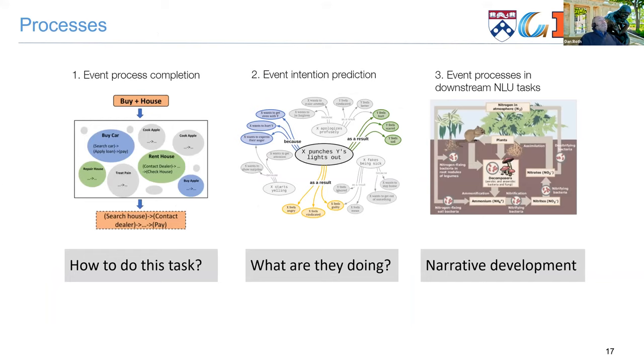Now, events are not happening in isolation, and we want to be able to study processes over basic events. When you study processes, there are multiple ways to think about it. You can think top-down: I have a goal, I want to buy a house, what are the steps that I'm required to take in order to do this? Or you can think about it bottom up, where you observe multiple events and you want to abstract them and understand what is happening here, what are they doing? And of course, we want to think about it in the context of language and the development of narratives that describe events, how to understand them both in a top-down way and in a bottom-up way.